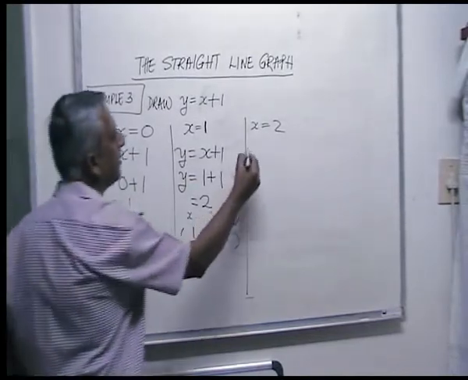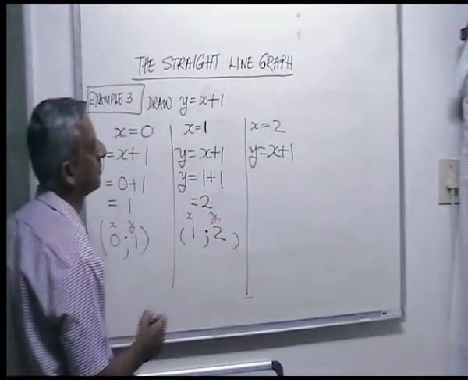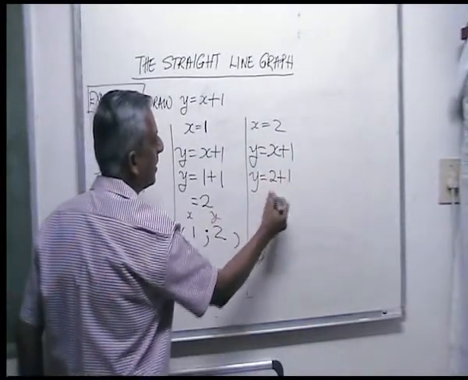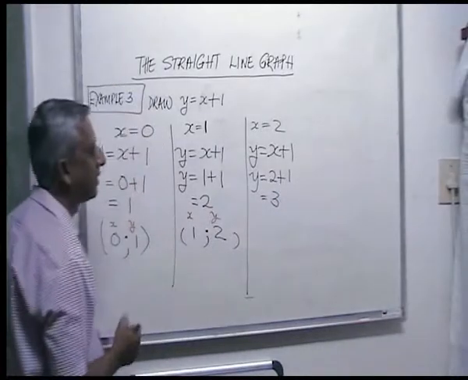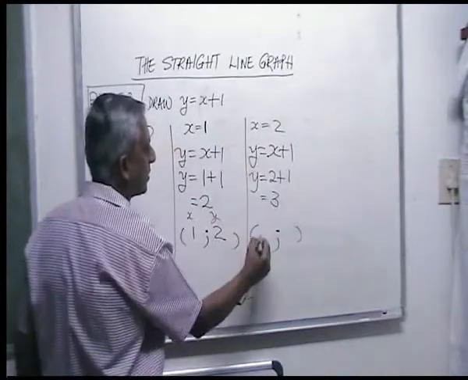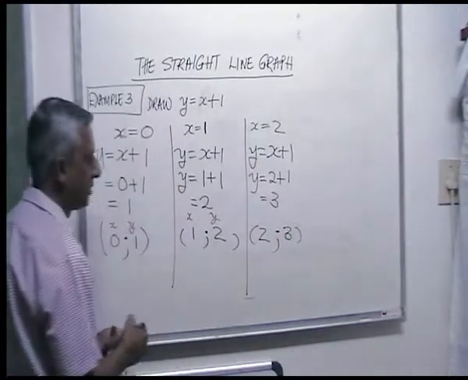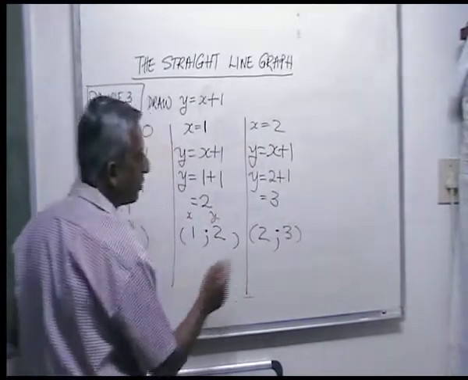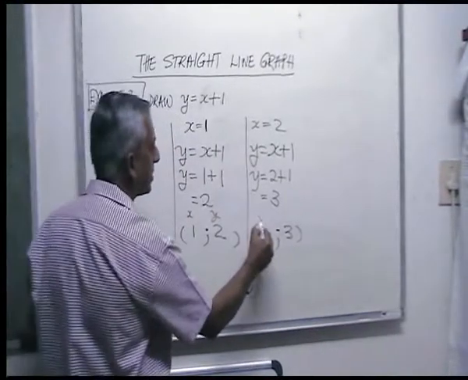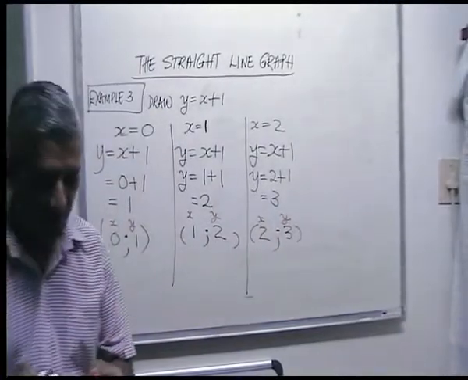And finally, y is equal to x plus 1. So y is equal to 2 plus 1, which is 3. So your ordered pair finally will be x was 2, y is 3, and that's your x. x was 2, and you got the answer. So that's how we find ordered pairs.